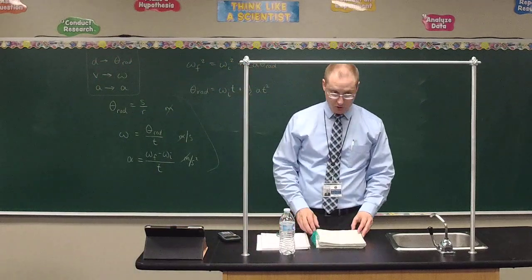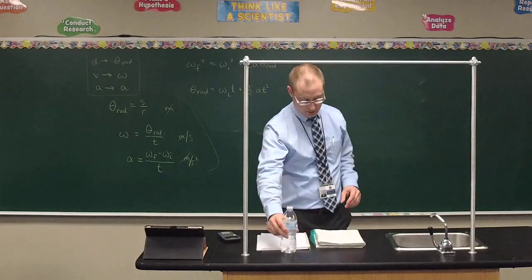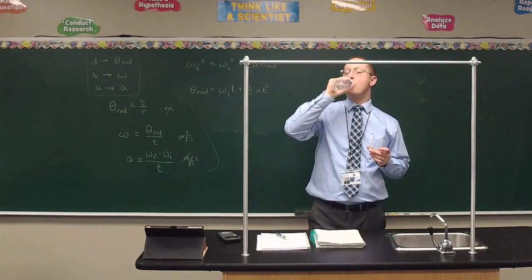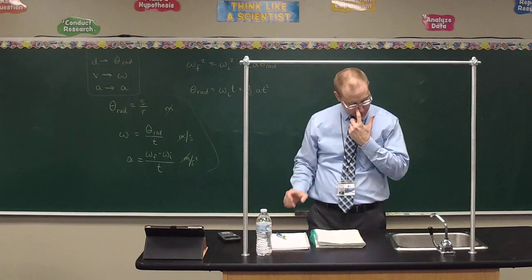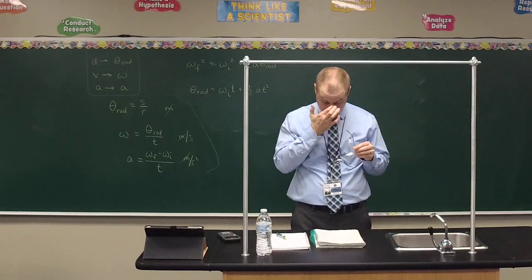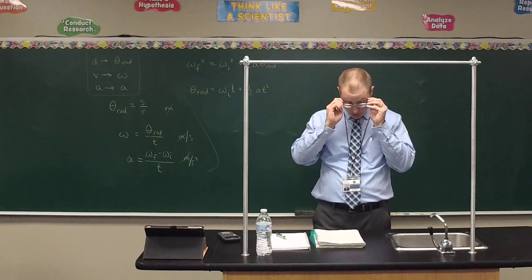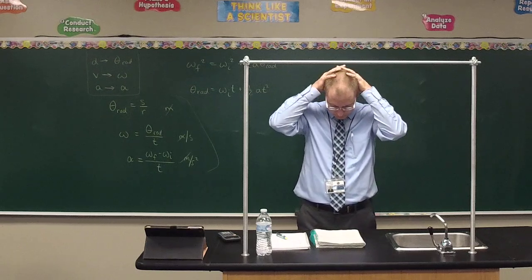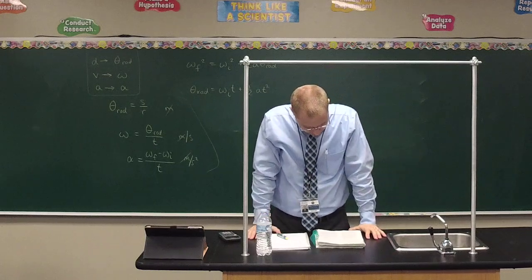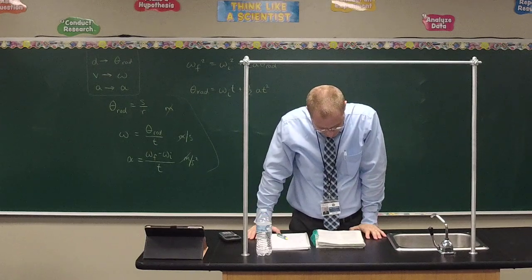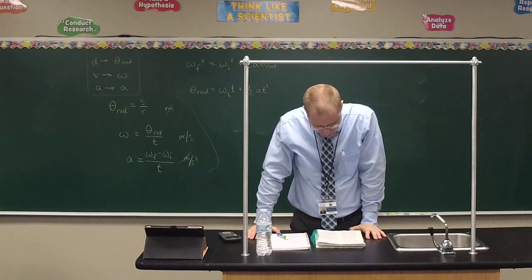Go ahead and read problem number 2 for us, if you would, Kendall. An automobile engine maintains an angular speed of 3 times 10 to the 3rd RPM for 12 seconds. How many revolutions does the engine make during this time? Find the angular displacement in radians. Find the angular velocity in radians per second. All right.